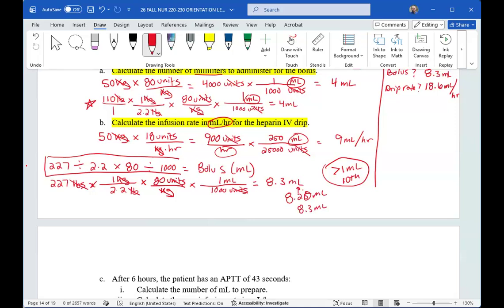I do basically the same thing for this. For the drip rate, I take the 227, divide by 2.2, multiply by 18, and then I divide by 100. And then that gives me my drip rate. Again, this is the shorthand. I don't expect you to do all this stuff.